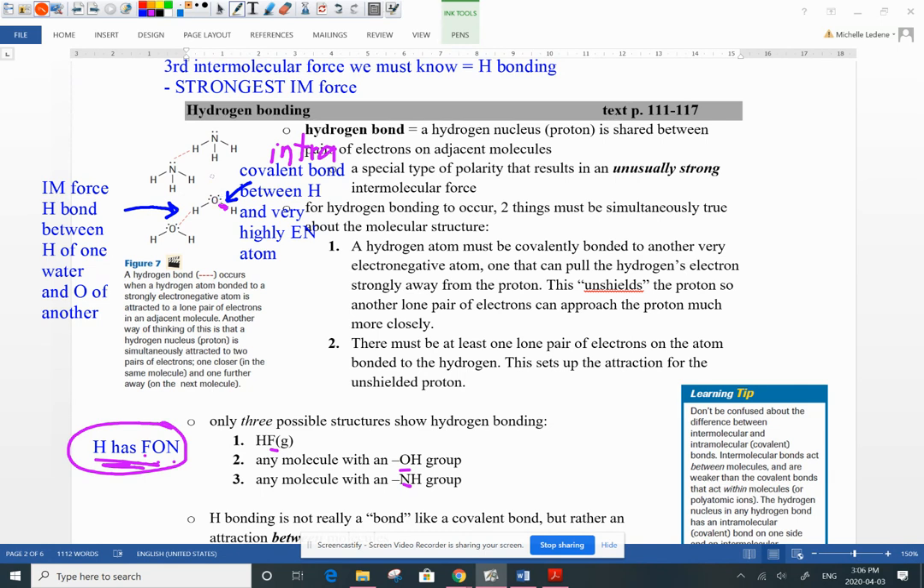So where is the hydrogen bond? It is this attraction here between the very electronegative oxygen atom of one water molecule and the slightly positive hydrogen in the other water molecule. This is the intermolecular force between two different water molecules, and that's what creates such a high boiling point. The more intermolecular forces you have, the higher the boiling point. And hydrogen bonding, being the strongest of those three intermolecular forces, makes the biggest difference, and you're going to have the highest boiling point.